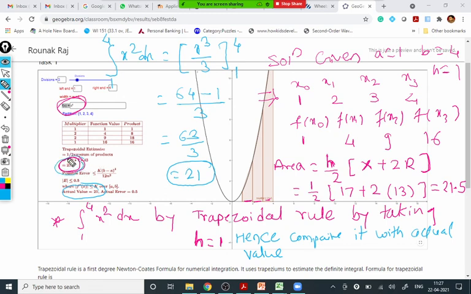The actual value is 21. The approximate area we calculated as 21.5. The error is 0.5 there. So that is 0.5. So you have to say by comparison with the actual value, there is an error of 0.5. That's one thing you have to mention. Is it clear?